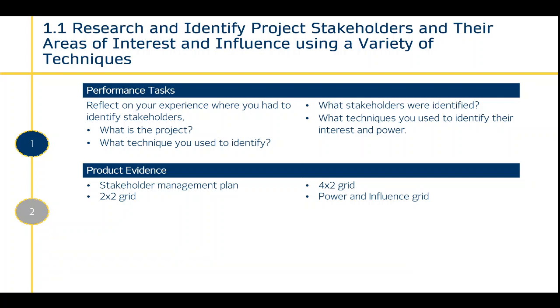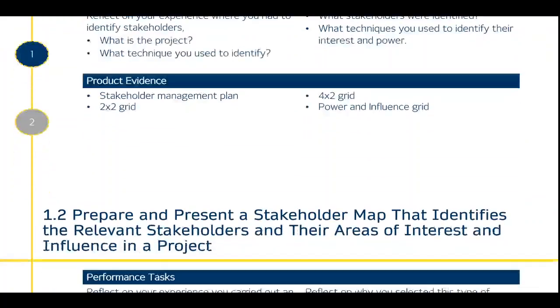So reflect on your experience where you've had to identify stakeholders. What was the project? What technique did you use to identify them? What stakeholders were identified and what techniques have you used to identify their interest and their power? Product evidence would be a stakeholder management plan, perhaps a 2x2 grid or a 4x2 grid. It could also be a power and influence grid. So these are techniques you could use. Other techniques might be to brainstorm, to look at lessons learned from previous projects, to speak with colleagues that might have worked on other projects. And a lot of it involves doing a good bit of research, so this first one's simply about identifying who your stakeholders are.